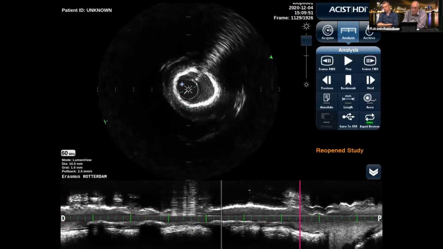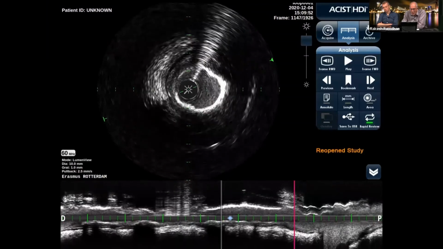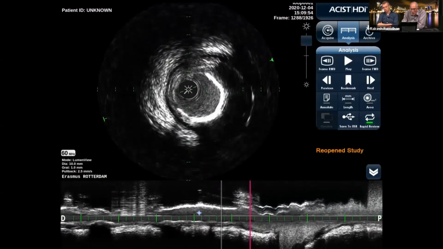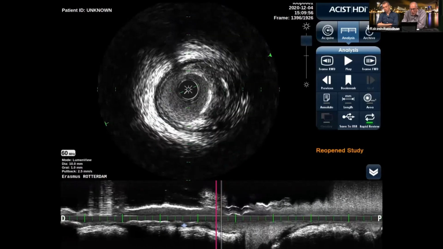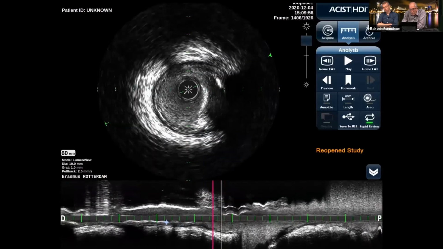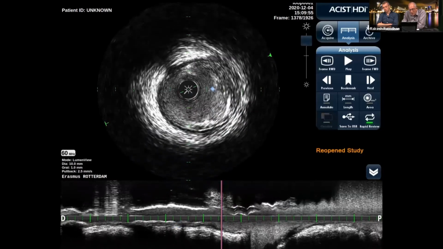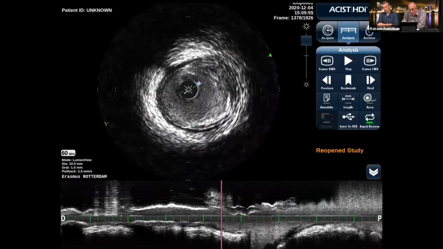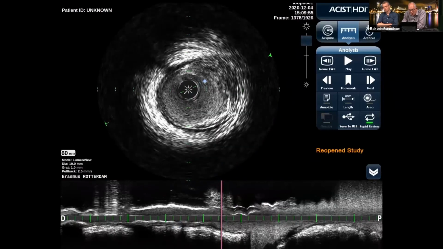Here we see a napkin ring of calcium. We keep that a little bit in mind for a minimal luminal area. And also here, a lot of calcium, more than 180 degrees. And then we reach the ostium of the LAD, and what we see there. If you see my cursor at around 1 o'clock, there we see a plaque rupture.